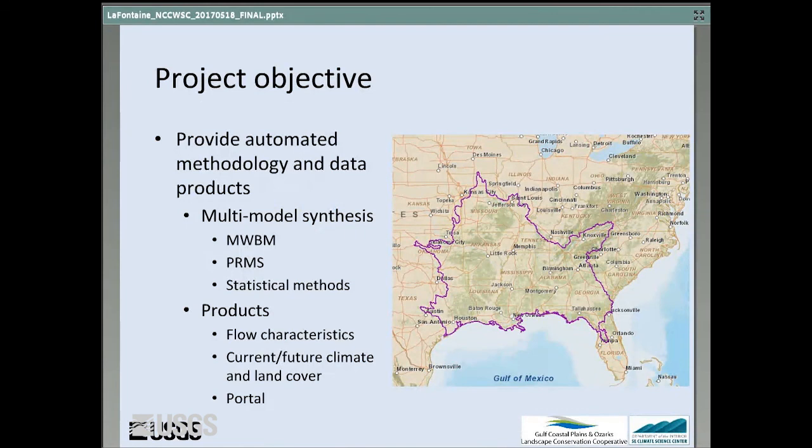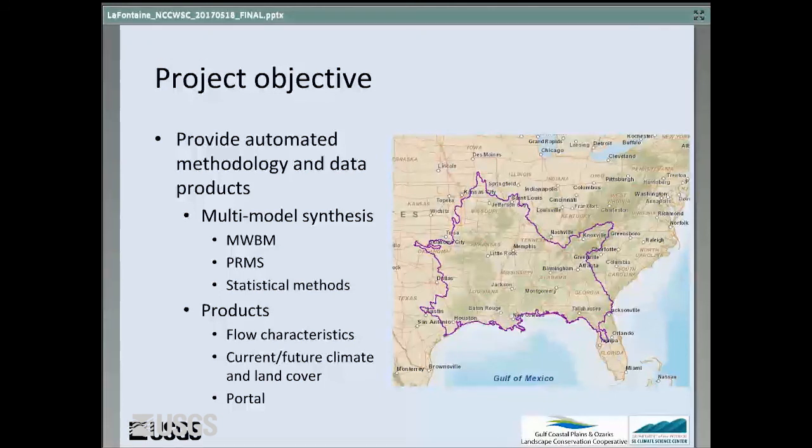And so the project objective for this study was to provide an automated methodology and then resulting data products of hydrologic simulations. Those that have done hydrologic models know that you can continually tweak and adjust your model parameters to try and match a certain stream gauge. But once you've adjusted it so much, it may be relevant at that place, but you may not be able to say anything meaningful at a larger scale or outside of that area.